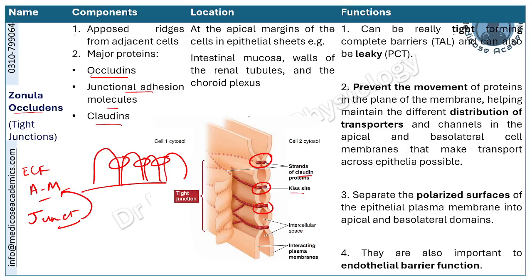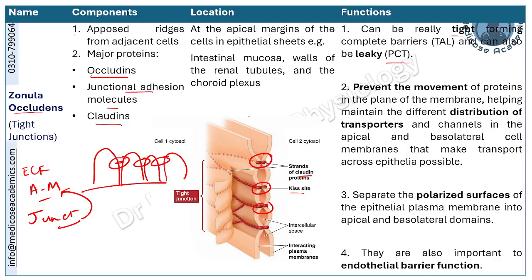These can be really tight, forming complete barriers, for example, in the thick ascending limb of the loop of Henle, or they can be leaky. These tight junctions might not be that tight, for example, in the proximal convoluted tubule. They prevent the movement of proteins in the plane of the membrane.